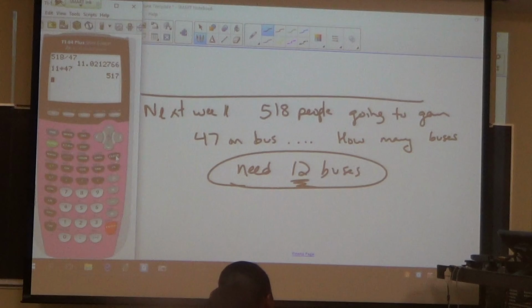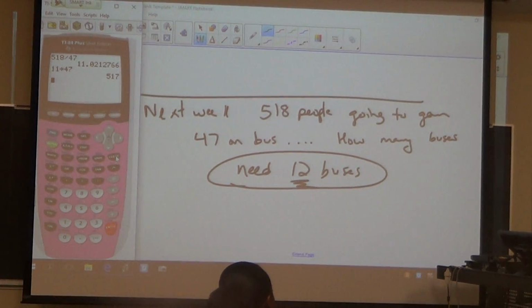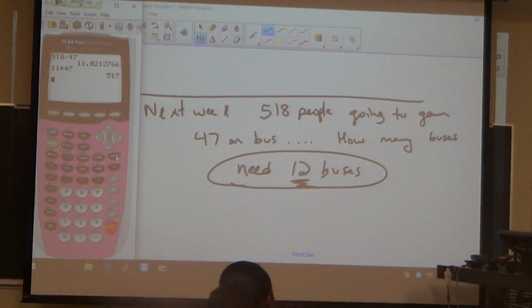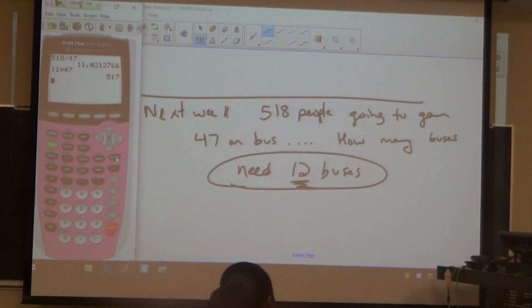So that means 11 buses are going to be full. But I got one person who paid a full ticket that needs a ride. That means he's going to be on the other bus, so he's going to be on the bus by himself, literally.